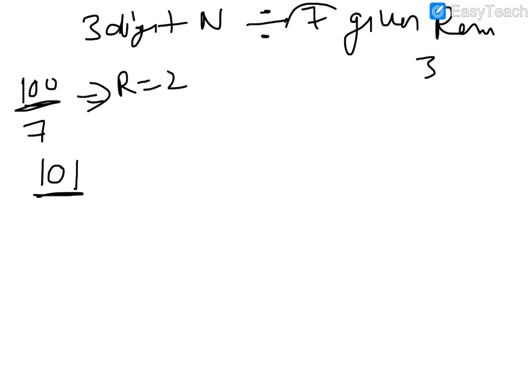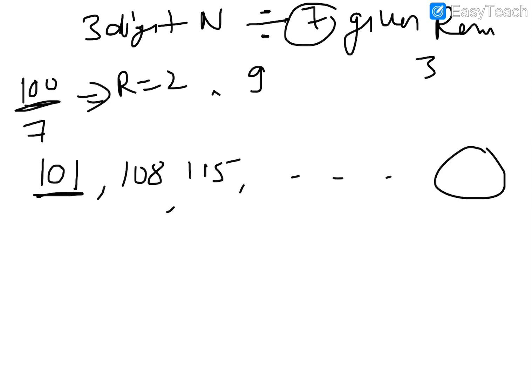Now here I am dividing by 7. For sure the next term will be 108. So the next term will be what? 115. Got it? Now look at the last term. See, the greatest number will be 999. If I divide this by 7, I am getting 7 1 is 7, 29, 7 4 is 28, 19, 7 2 is 14, 5 I am getting. But I need 3. So it should be 2 less than that. So it should be 997.